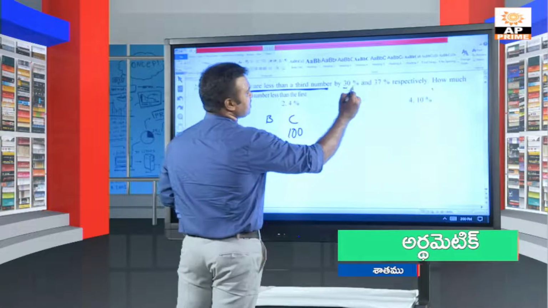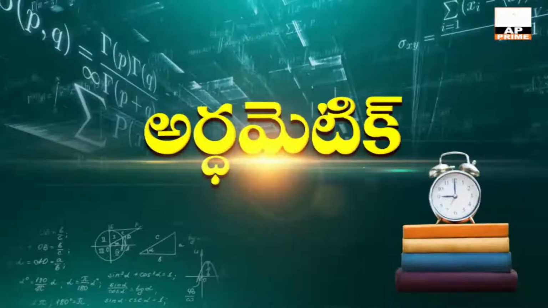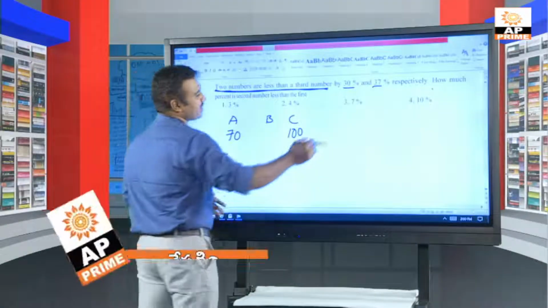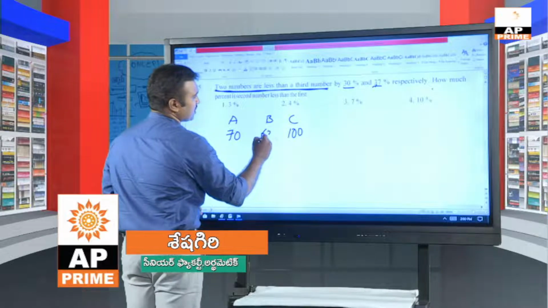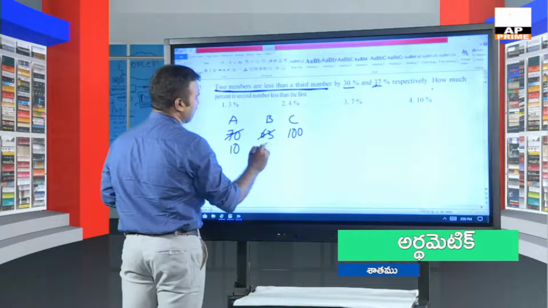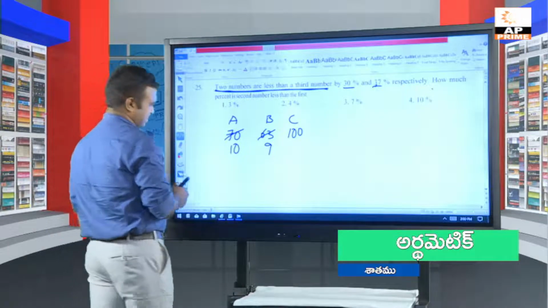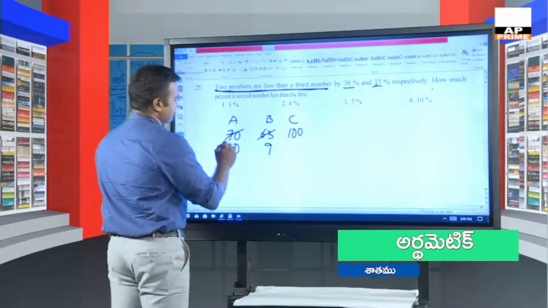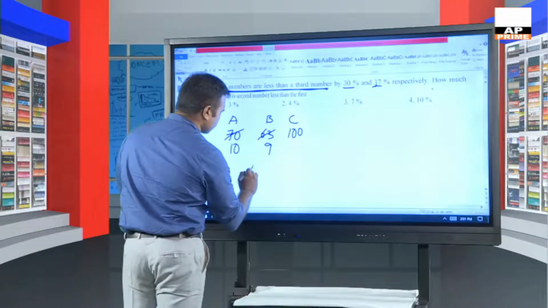సో ఫస్ట్ నెంబర్ 30% తగ్గింది. 30% అంటే ఖచ్చితంగా ఇది 70 అవ్వాలి. నెక్స్ట్ సెకండ్ నెంబర్ 37% తగ్గిందంట, అంటే ఇది 63 అవ్వాలి. సో 63 అంటే 7 టేబుల్లో 10 times, 7 టేబుల్లో 9 times. సో హౌ మచ్ పర్సెంట్ ఈజ్ సెకండ్ నెంబర్ లెస్ దెన్ ఫస్ట్? 7 టేబుల్లో 7 10s, 7 9s. నెక్స్ట్ ఎంత తక్కువ అంటే 1 తక్కువ.